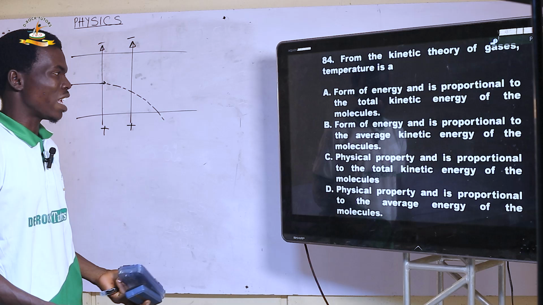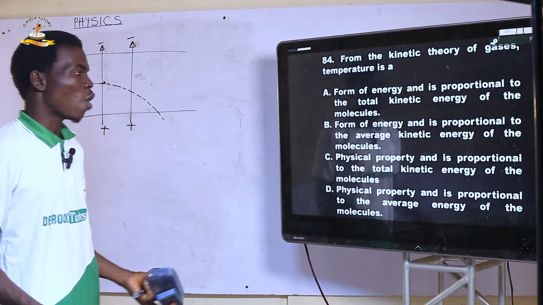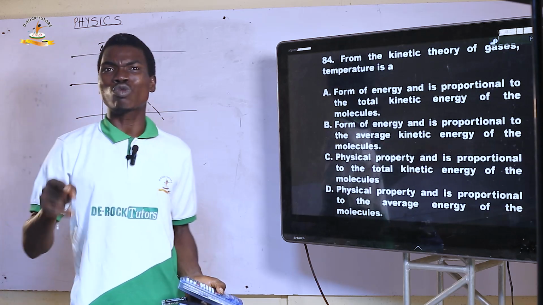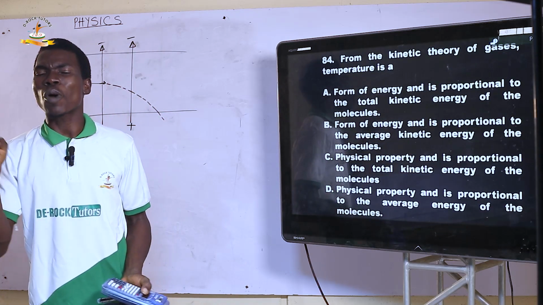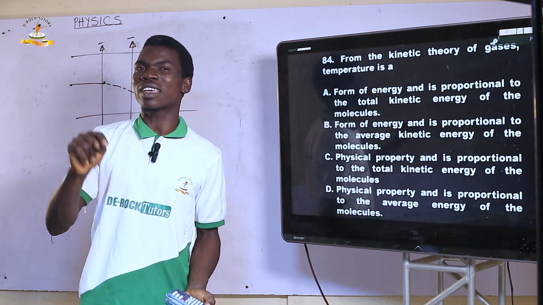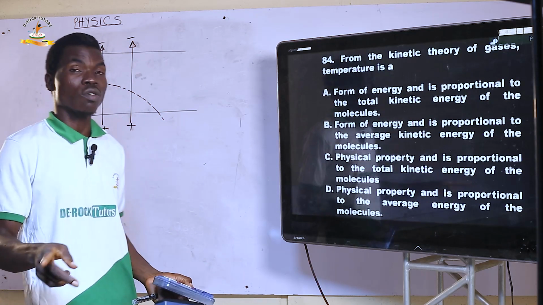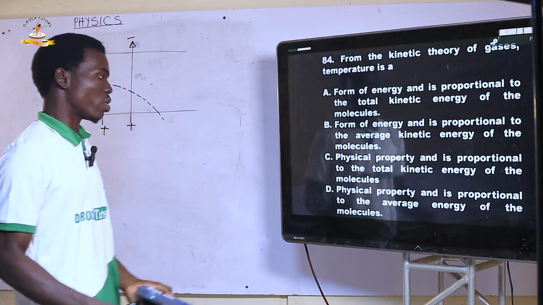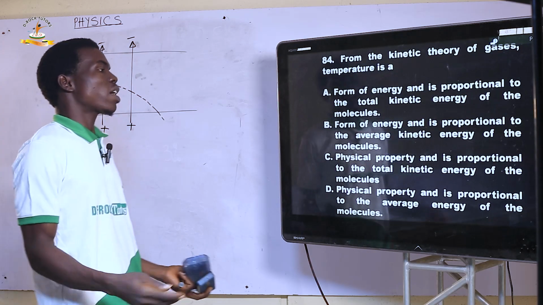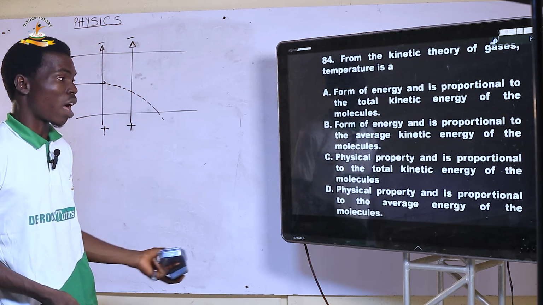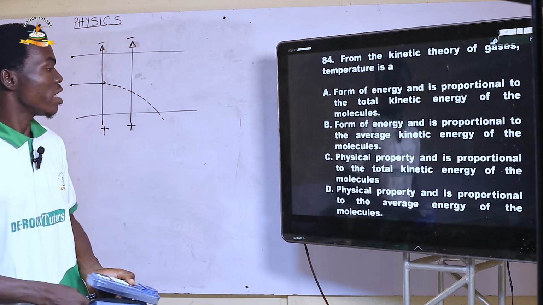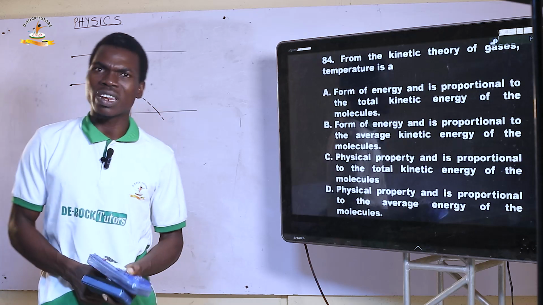C, physical property. Yes, temperature is a physical property, and it's proportional to the total kinetic energy of the molecule. It did not say it is proportional to total kinetic energy. It says it is proportional to the average kinetic energy of the particle. So it's not the total kinetic energy, and that option is also ruled out. The last option there is D, physical property, and is proportional to the average energy of the molecule. That is the correct option. So the correct option here is going to be D for question 84.